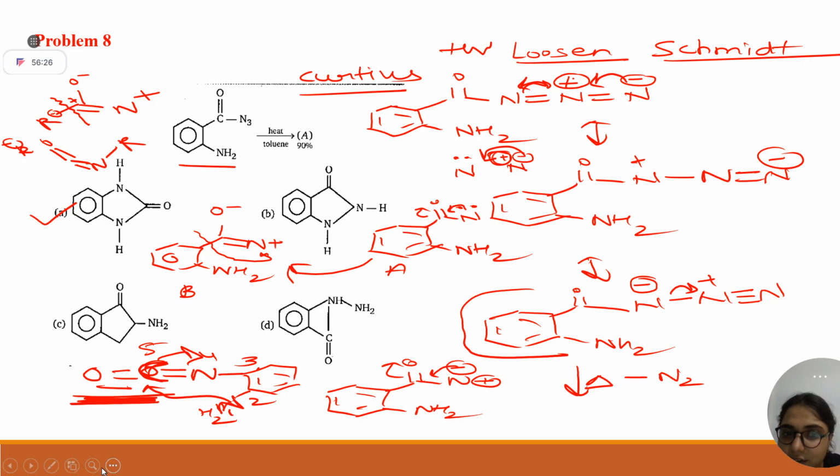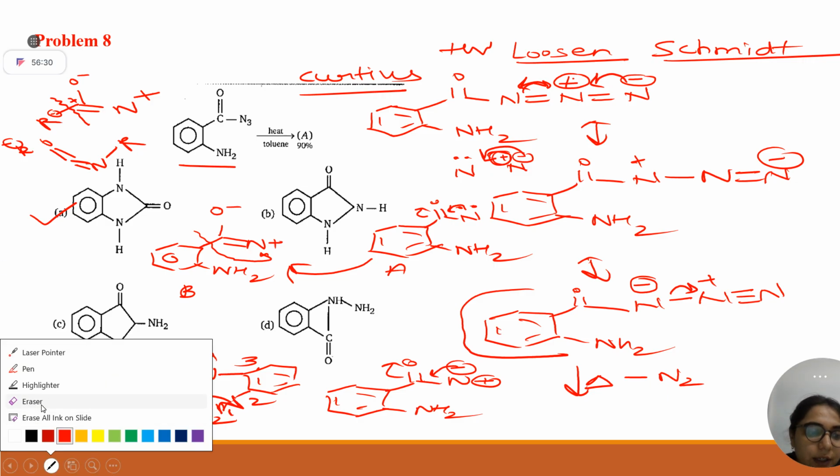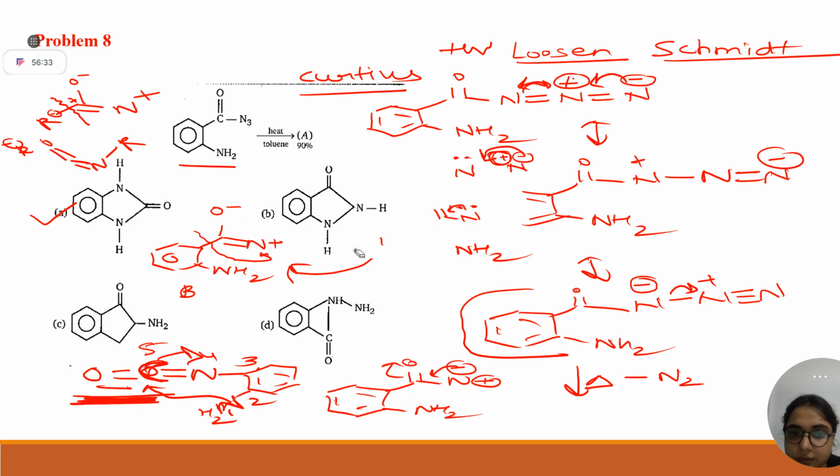Now, this was all about the mechanism. Now I will tell you how to write directly. Ma'am, the option is diamide, right? Option A. Ah, okay, ma'am.